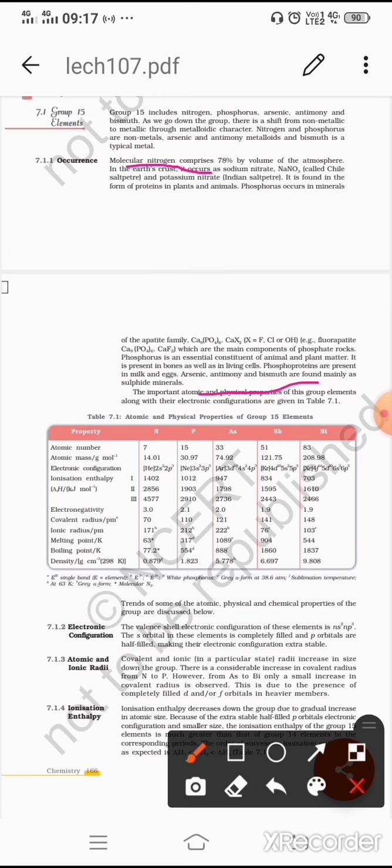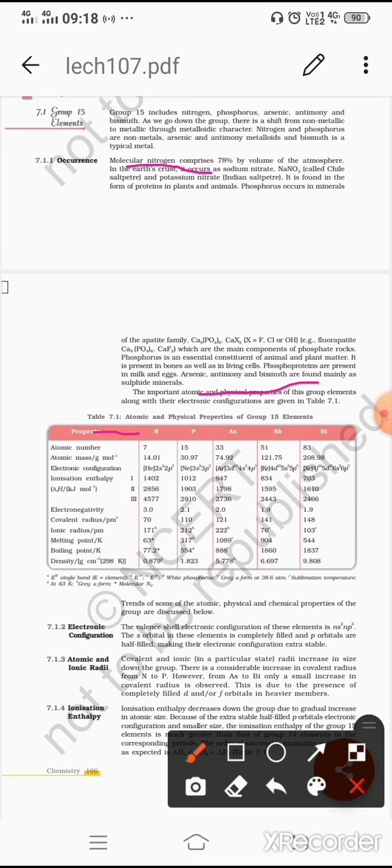Now we are just looking at table 7.1. Table 7.1 shows the atomic and physical properties of the group 15 elements, nitrogen to bismuth. Atomic number is also there, atomic mass, electronic configuration, ionization enthalpy, electronegativity, all the data is here.